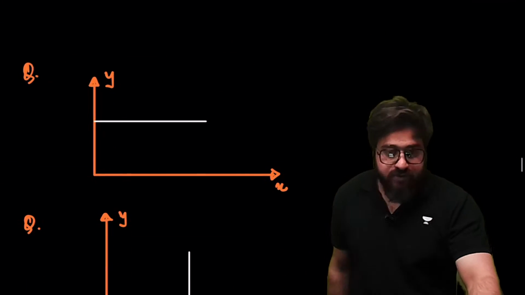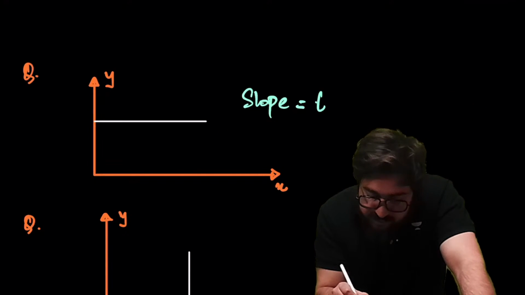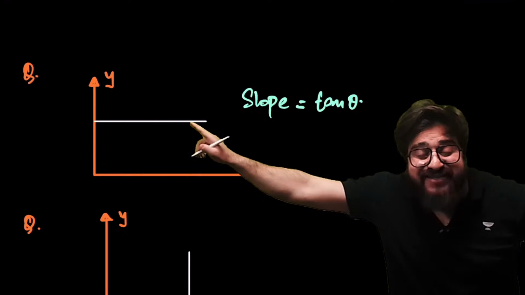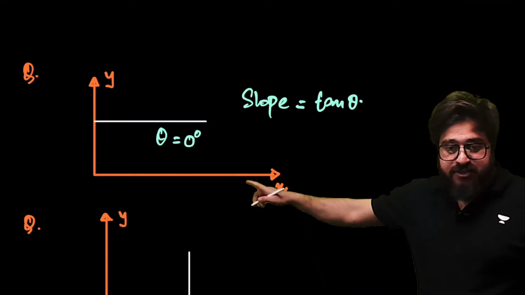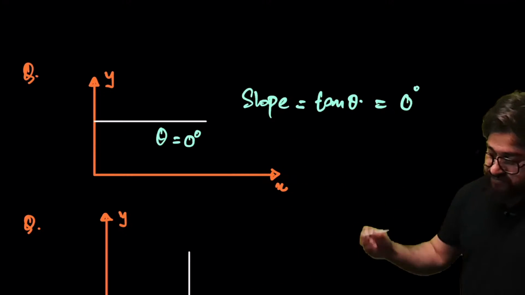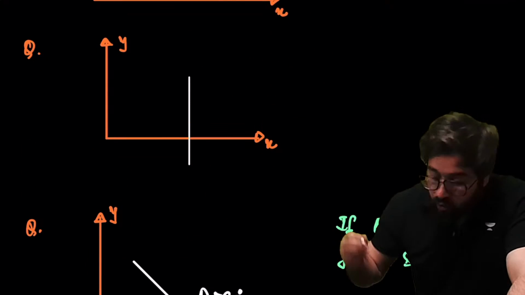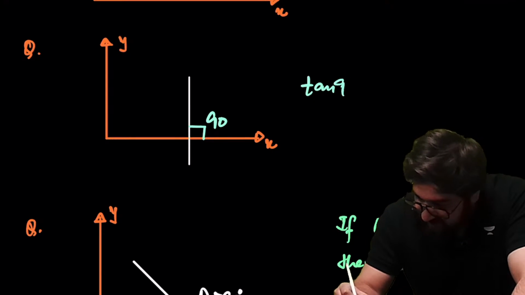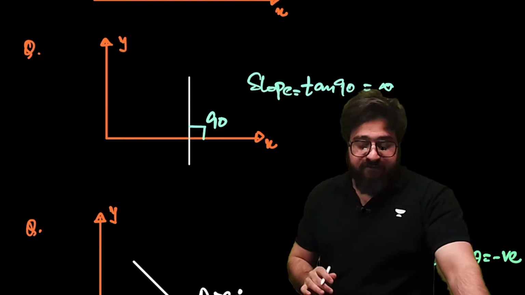Okay, let's move on to this one. Can you tell me what is the slope of this line? We say slope is equal to simply tan of theta. Theta means how much angle it makes with the x-axis. In this case, it is making 0 degrees with the x-axis because the two lines are parallel. And tan 0 is 0, so slope in this case is 0. And if you have to find the slope in this case, the angle is 90 degrees. Tan 90 is infinite, so it is having infinite slope.